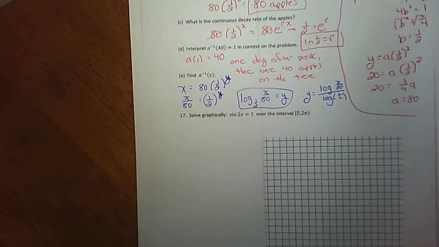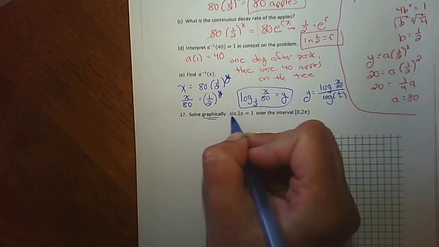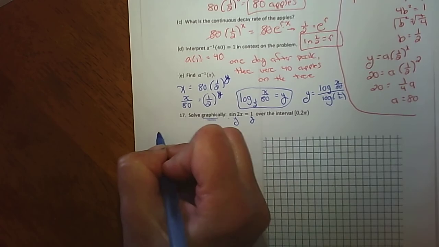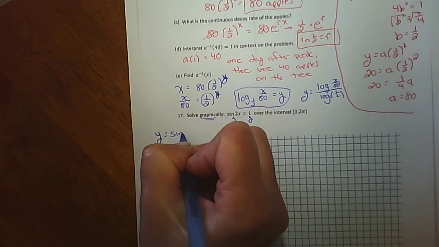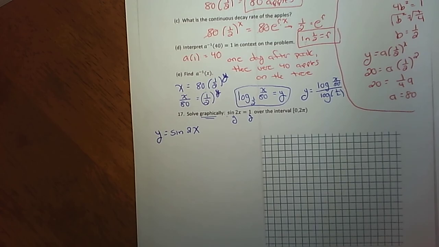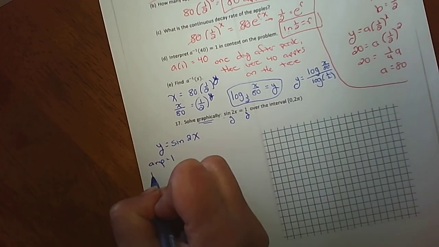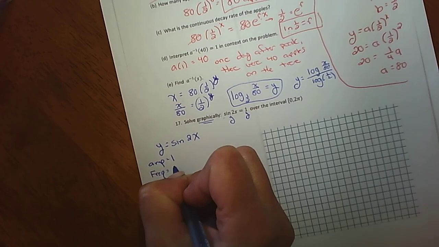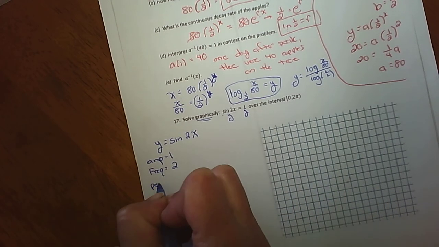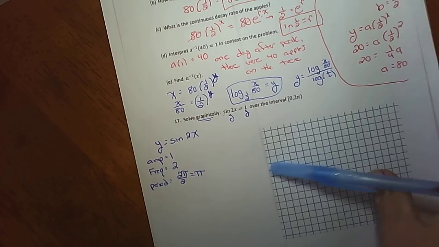All right, final question. Solve graphically sine 2x over the interval 0 to 2 pi. So guys, solving graphically means I want you to graph this and this. So that means we want to graph y equals sine 2x. So what I'm going to do is amplitude, frequency, period, the whole list. So the amp is 1, right? The freq is 2. The period is 2 pi over 2, which is pi.